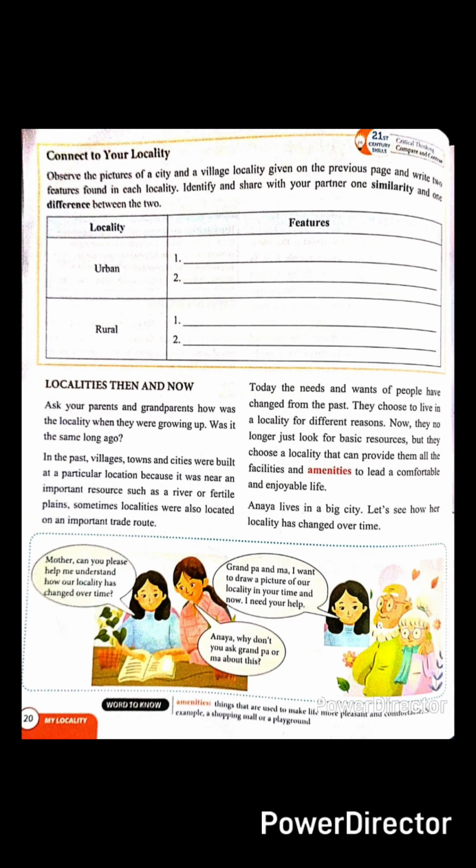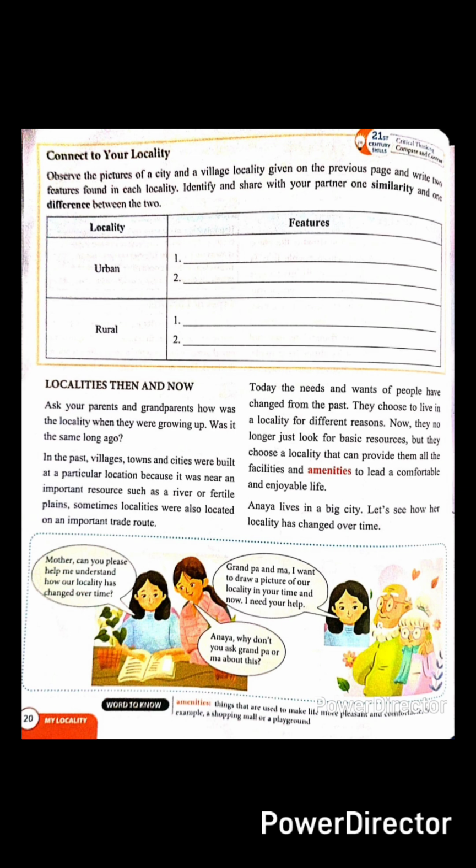Now children, come to the next page. Connect to your locality. Observe the pictures of a city and a village locality given on the previous page and write two features found in each locality. Identify and share with your partner one similarity and one difference between the two.